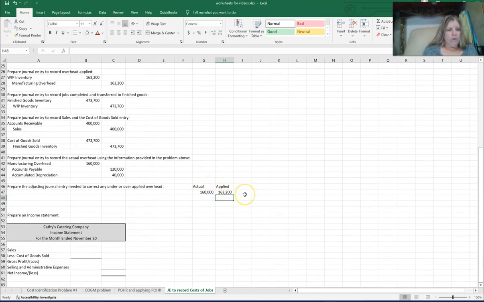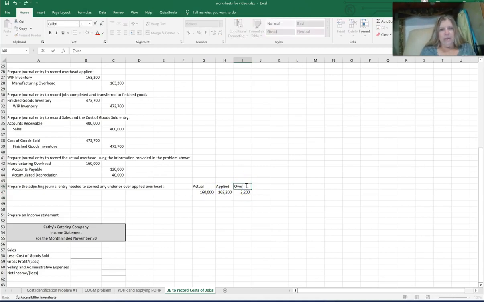So are we over or under applied? Well, we applied more than what we actually incurred, so we're over applied. How much are we over applied by? You just subtract the two. So we are over applied by $3,200. We applied more than our actual costs were.